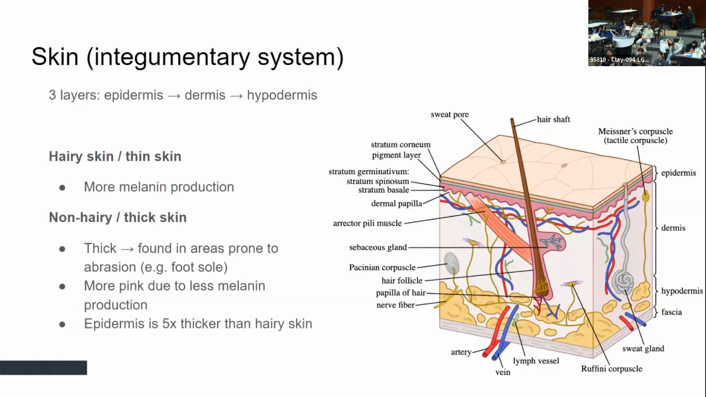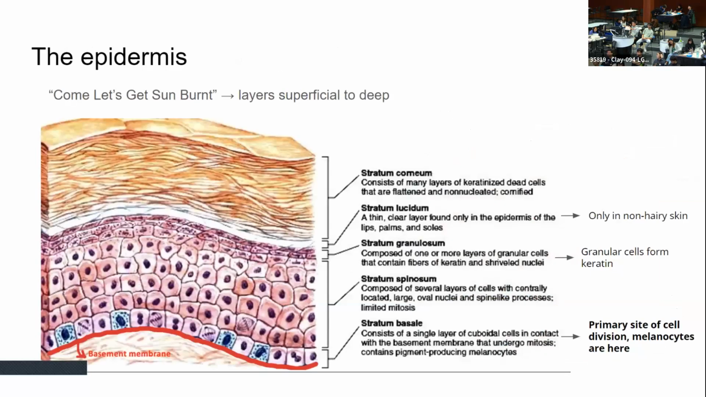Now, looking at this diagram, your epidermis is actually a very, very thin layer relative to your dermis and your hypodermis and your fascia. But even within your epidermis, it's comprised of 5 different layers. The best way to memorize these is to know that they all start with stratum, and you can use the mnemonic, come, let's get sunburnt, to remember the layers from superficial to deep.